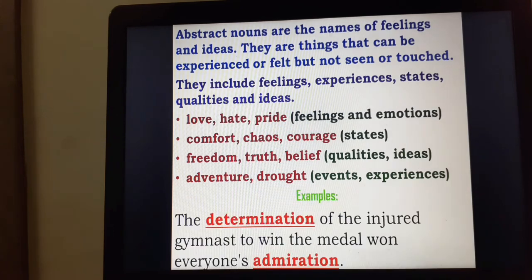Let's see some example sentences. The determination of the injured gymnast to win the medal won everyone's admiration. So determination and admiration are abstract nouns because you can feel how determined the gymnast was to win the medal, and thus everyone admired him. You can feel the admiration of the people. So, admiration and determination are abstract nouns.